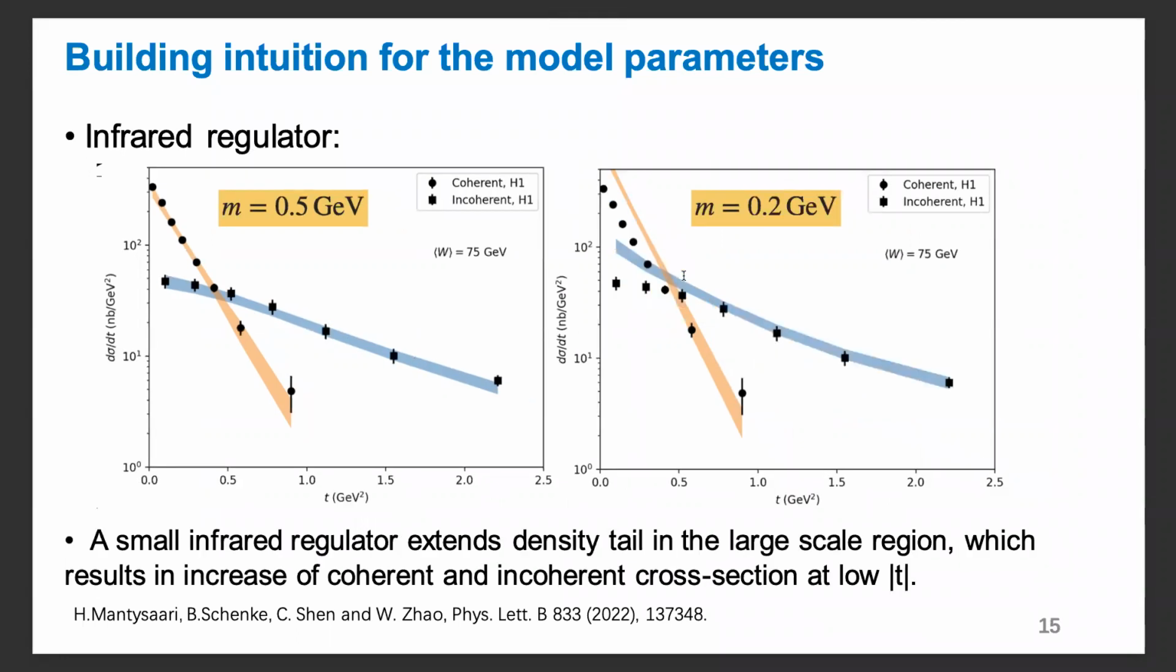And the third one is the infrared regulator. From left to right, the infrared regulator decreases. We can see that with the decreasing infrared regulator, it mainly affects the low-T regions. This is because the infrared regulator parameter mainly controls the contributions from the large scale. So when we do the Fourier transformations, it will mainly affect the small-T regions, both in the coherent and incoherent cross sections.